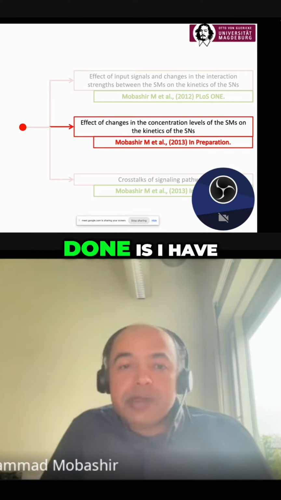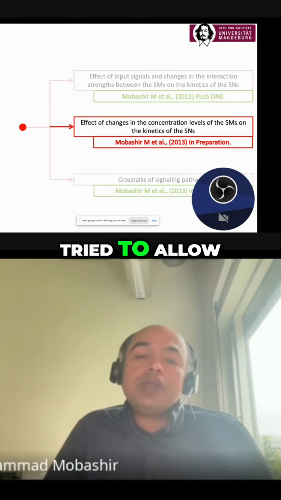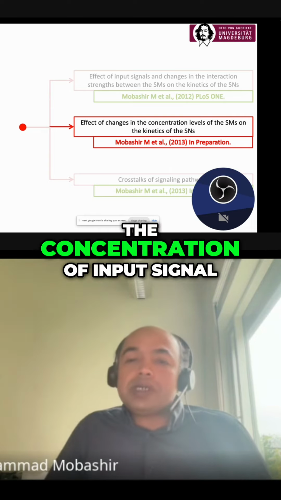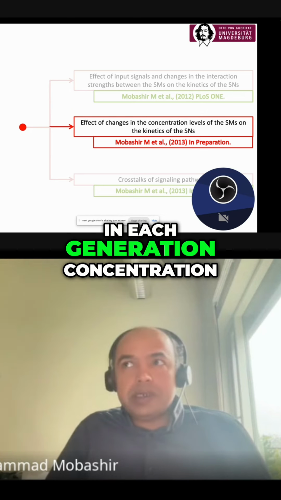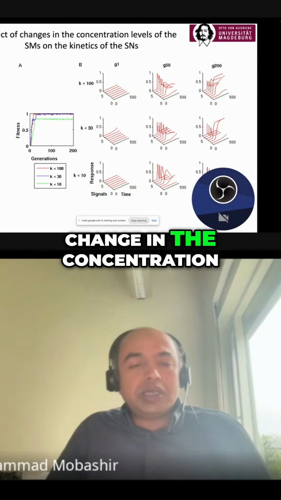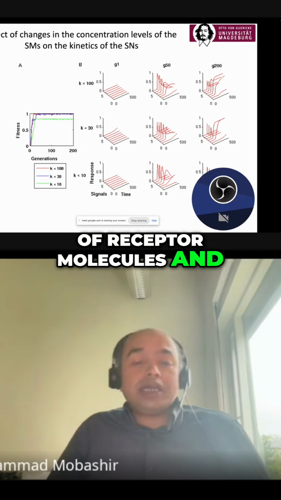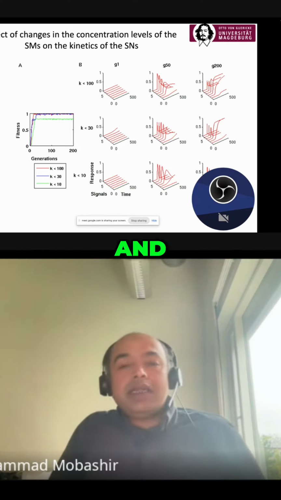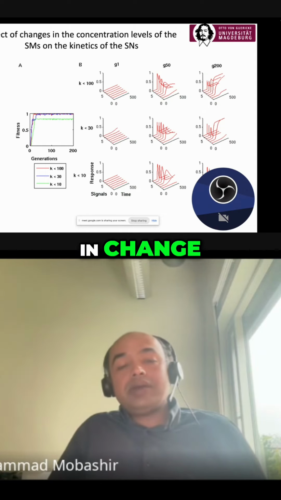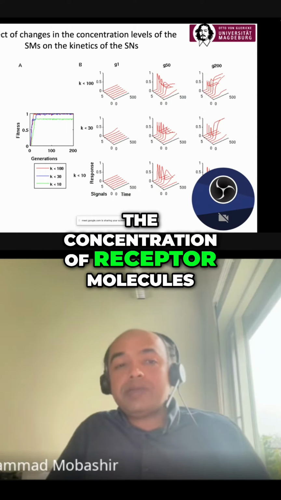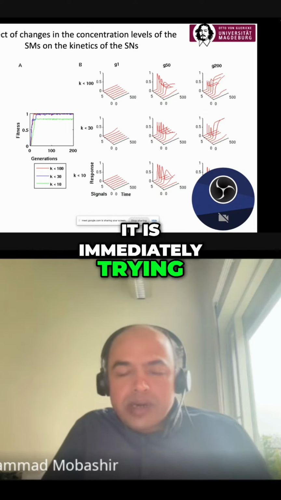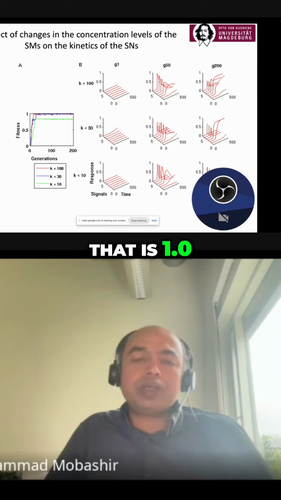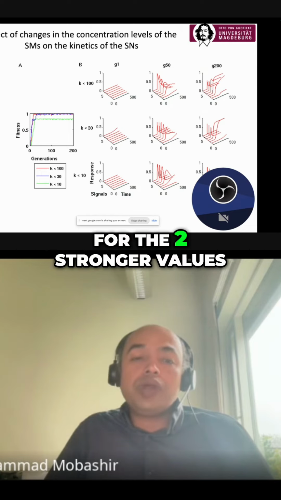Here what I have done is I have tried to allow the change in the concentration of input signal in each generation, and the change in the concentration of receptor molecules. And when we are changing the concentration of receptor molecules, it is immediately trying to reach the maximum fitness value, that is 1.0, for the two stronger values.